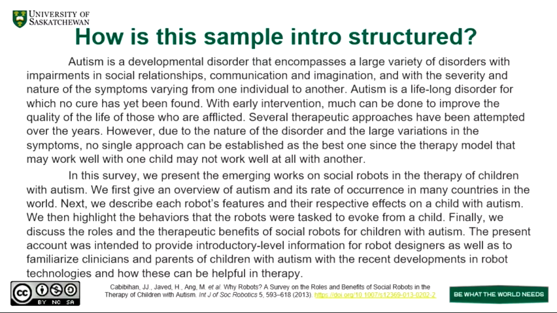In this survey, we present the emerging works on social robots in the therapy of children with autism. We first give an overview of autism and its rate of occurrence in many countries in the world. Next, we describe each robot's features and their respective effects on a child with autism. We then highlight the behaviors that the robots were tasked to evoke from a child. Finally, we discuss the roles and the therapeutic benefits of social robots for children with autism. The present account was intended to provide introductory level information for robot designers, clinicians and parents of children with autism with the recent developments in robot technologies and how these can be helpful in therapy.